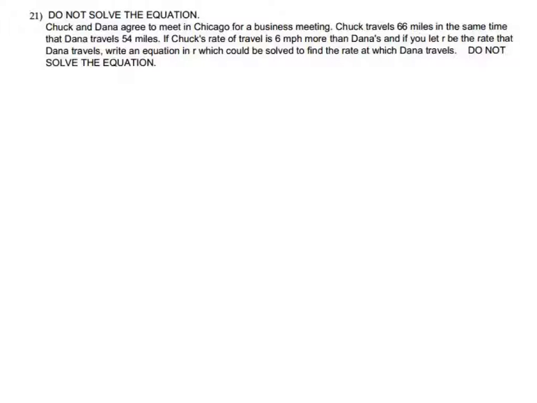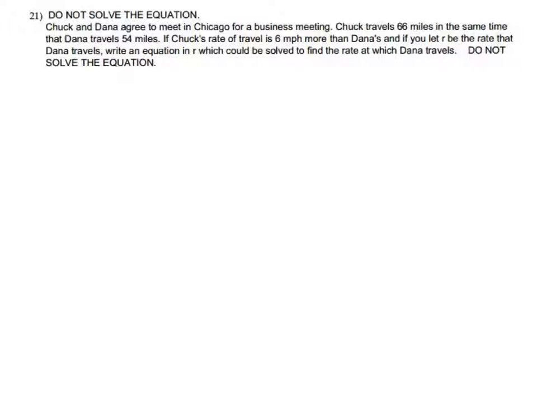Chuck and Dana agree to meet in Chicago for a business meeting. Chuck travels 66 miles in the same time that Dana travels 54 miles. If Chuck's rate of travel is 6 miles an hour more than Dana's, and if you let r be the rate that Dana travels, write an equation in r which could be solved to find the rate at which Dana travels. The important thing here is do not solve the equation. All right, do not solve the equation. We just need to set this one up.